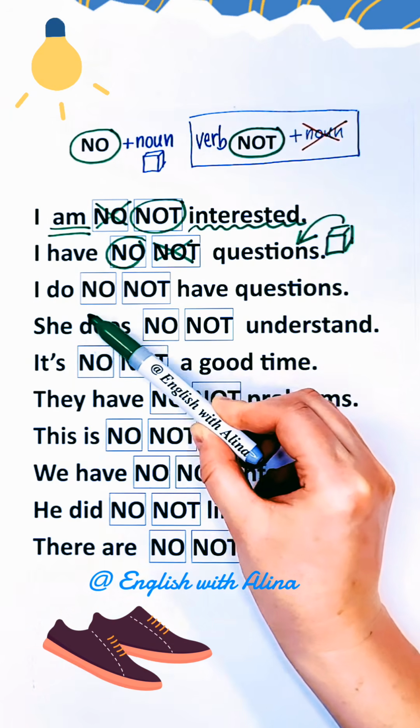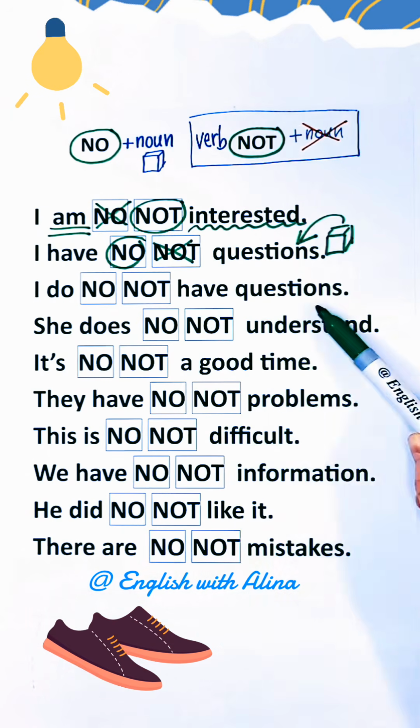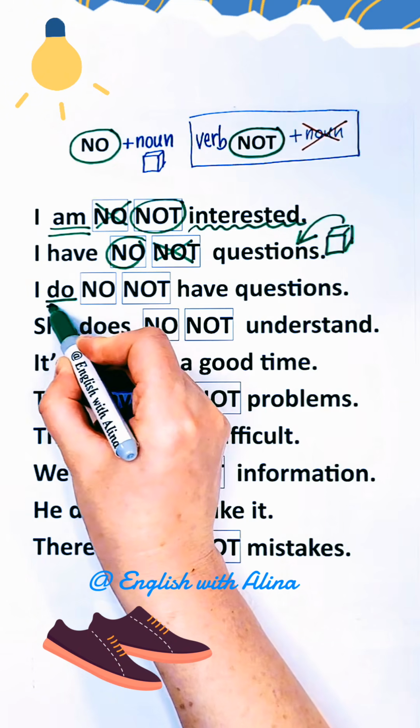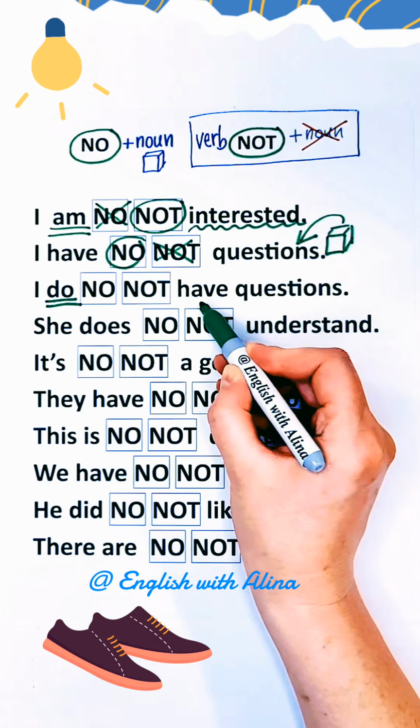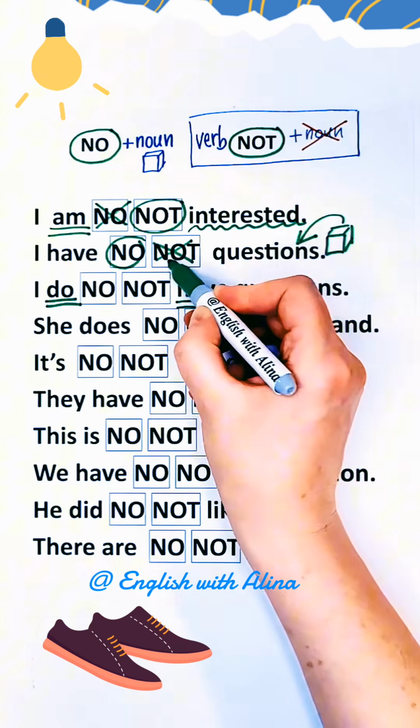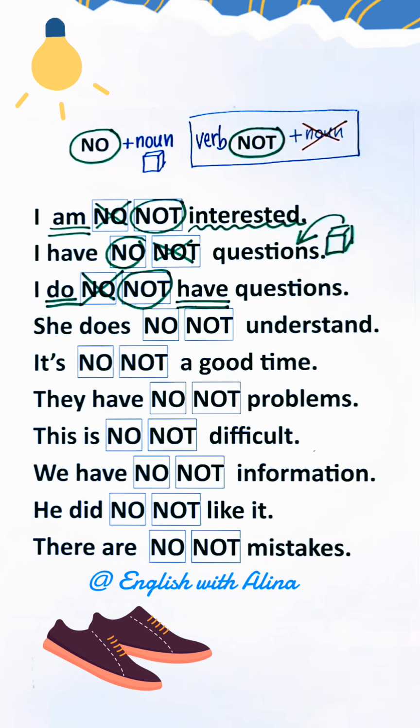I do no or not have questions. Do is a helping verb. Have is a main verb. Use not. I do not. I do not have questions.